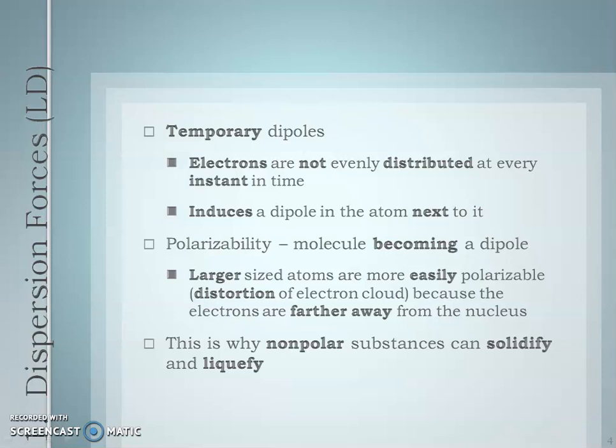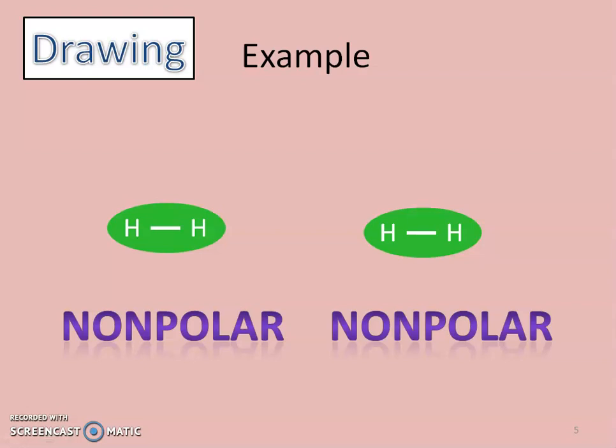So this is why nonpolar substances really can become solids and they can become liquids. They become more solids and more liquids. They can be in all different forms. So this is an example. And again, if you want to look at what I'm doing and then draw your example in your notes, just to make sure you're understanding how these nonpolar molecules can become polar. And that's what's going to be this London dispersion force.